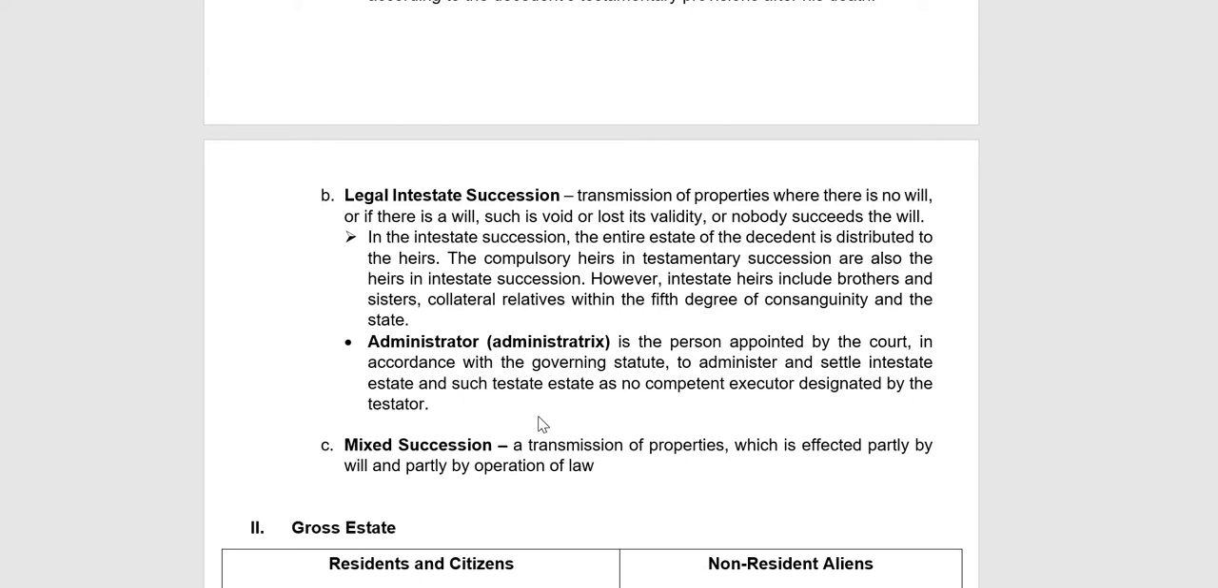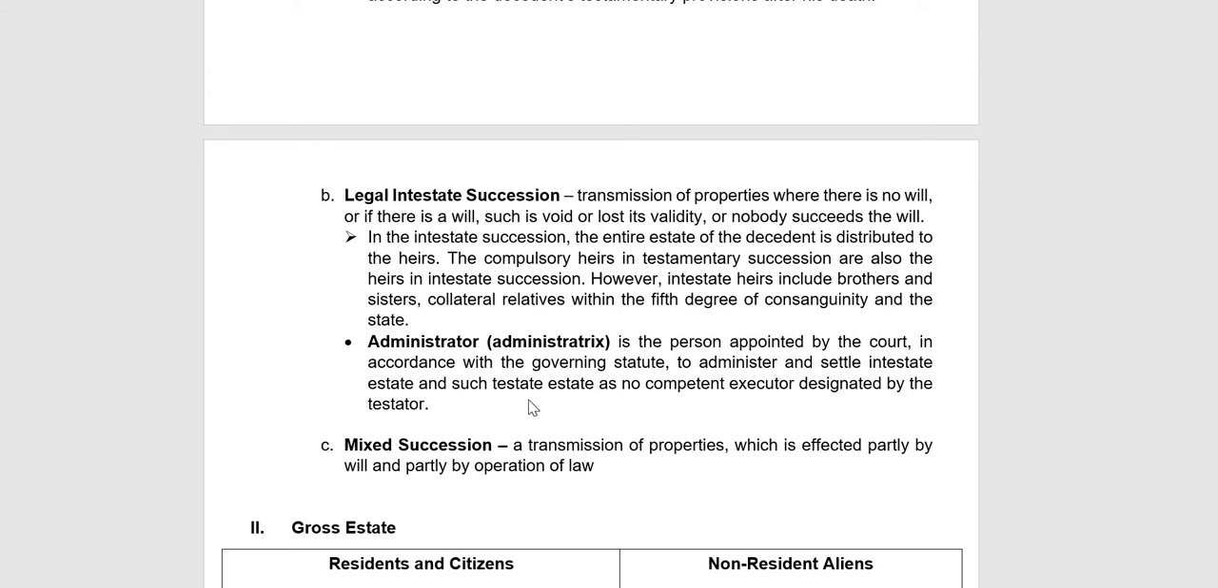So normally, say for example, hindi lahat ng property ay na-include sa last will and testament. So for those properties na na-include sa last will and testament, of course, we follow the will, or it becomes testamentary succession. For those properties naman na hindi na-include sa last will and testament, we follow intestate succession. Okay? Yun siya. So, we're done with the concept of succession.